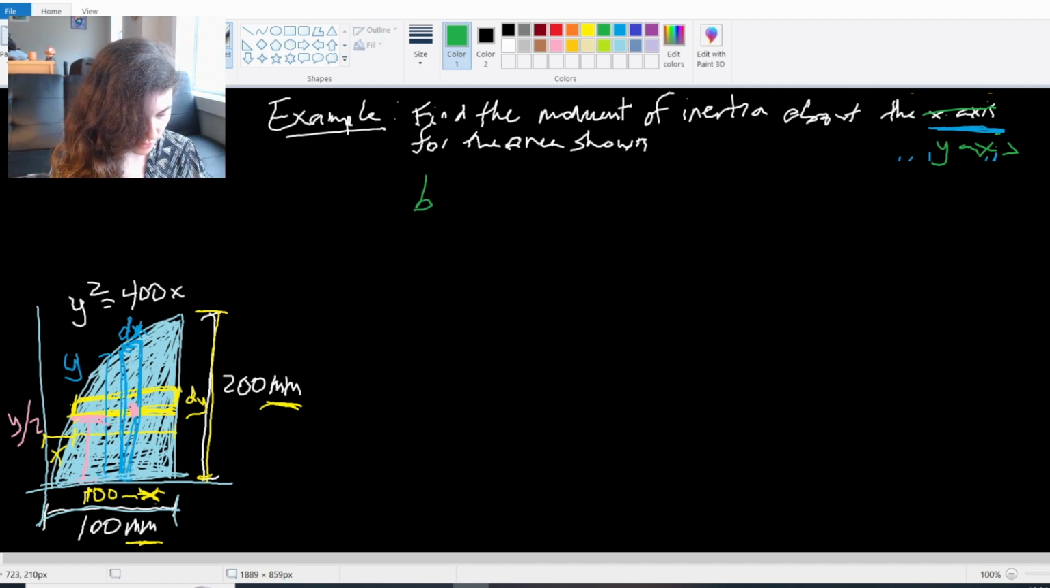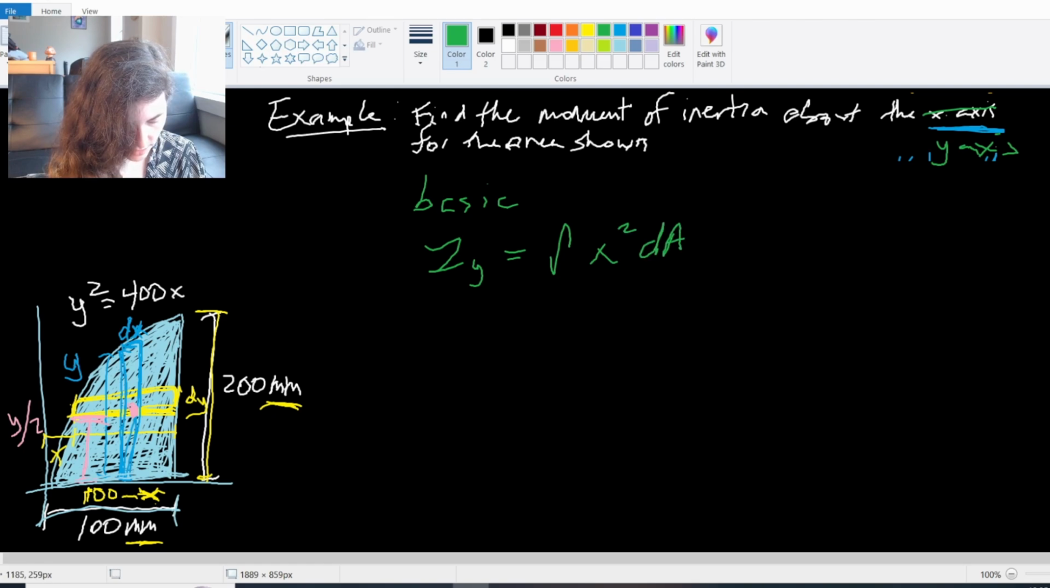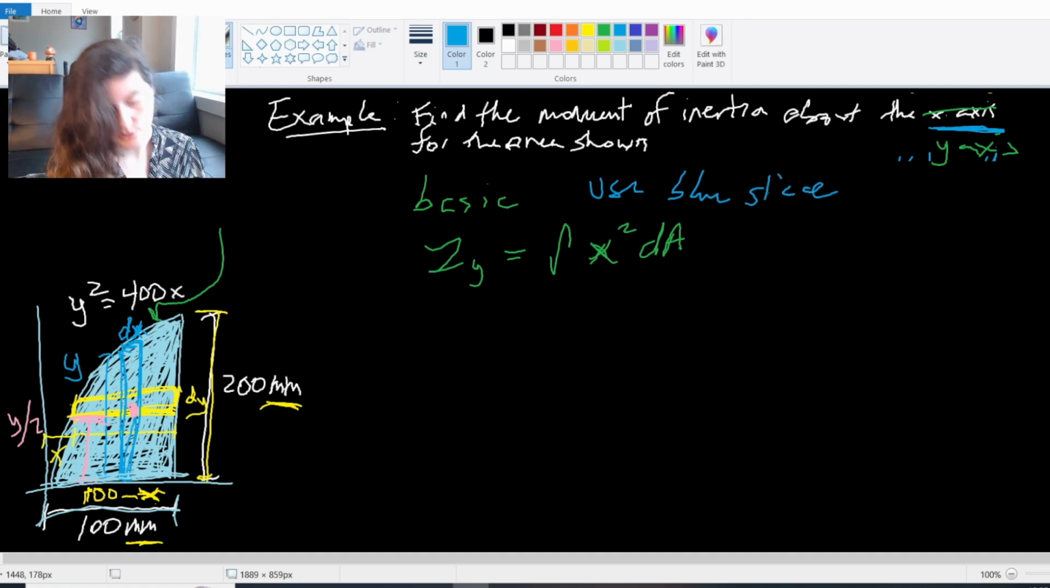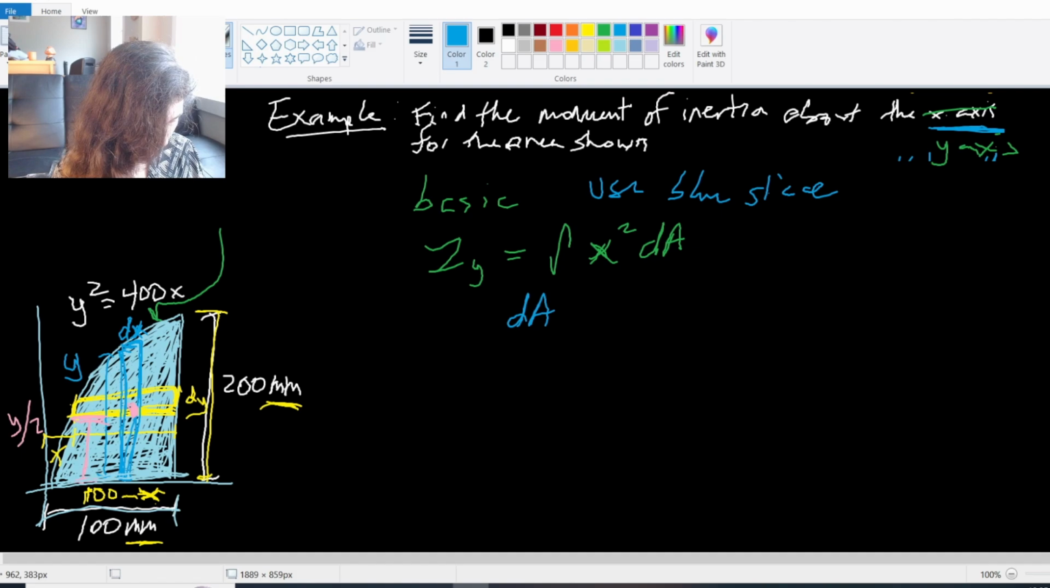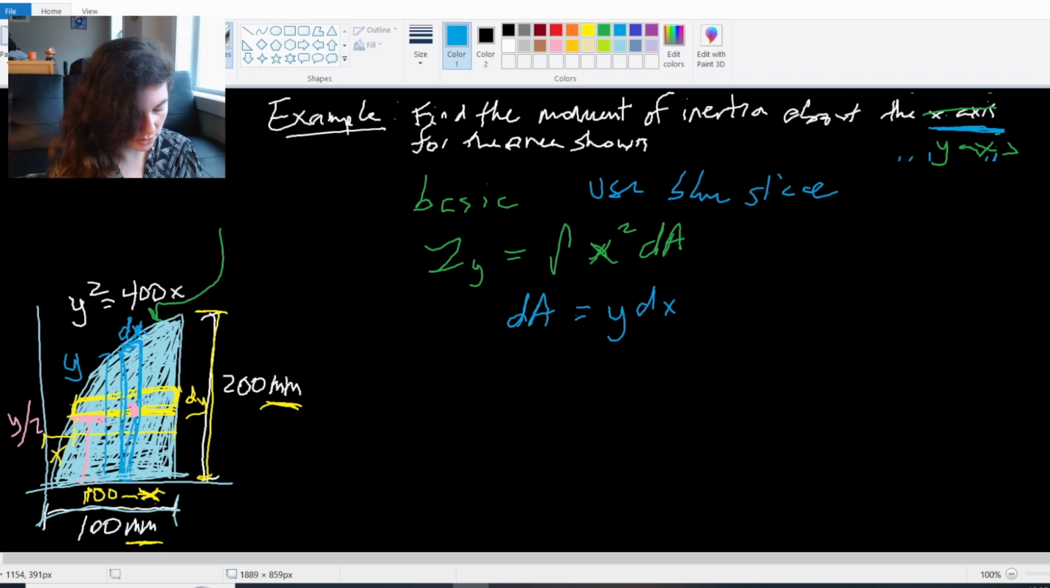So for my basic integration equation, I_y, moment of inertia about y, is the integral of x squared dA. So now my parallel one is the blue one, right? So now this blue guy, so use blue slice now. We had used the blue slice for the parallel axis theorem because it was perpendicular to the x-axis, but now that is parallel to the y-axis. So I'm going to be pulling information from this guy. So we just pulled this information, right? dA equals y times dx. This is our blue slice information to do the basic integration.